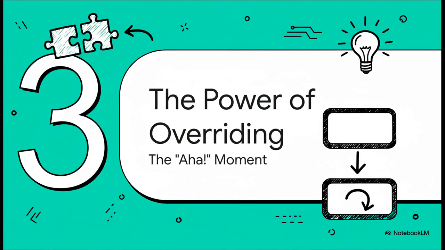And that right there leads us straight to the breakthrough. This is the aha moment, the solution to the whole puzzle. It's a technique that just perfectly solves this conflict between what the compiler sees and what the program needs to do. Let's talk about the power of overriding.